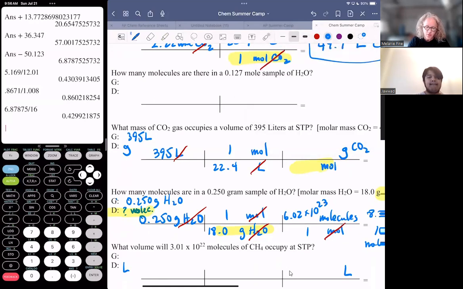And I already know that I want grams on the top because that's what I'm solving for. Right? I need a number now. Now that I have the units, what are the grams per mole of CO2?